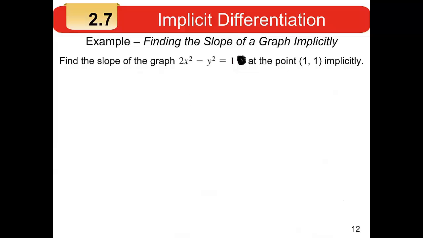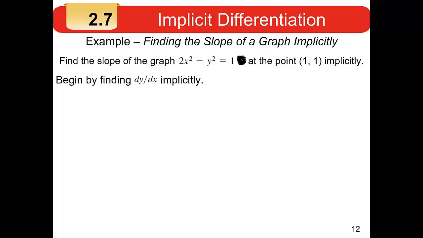So here we want to find the slope of the graph 2x squared minus y squared equal 1 at the point 1, 1 implicitly. Didn't really have to say implicitly because that's the way you're going to have to do that, because the x's and y's are mixed up and it's not easy to solve for y. So even though he said to do it implicitly, it sort of implied that this will be an implicit problem.